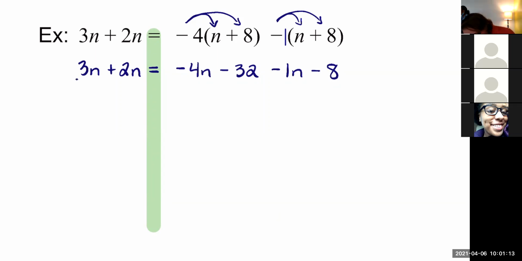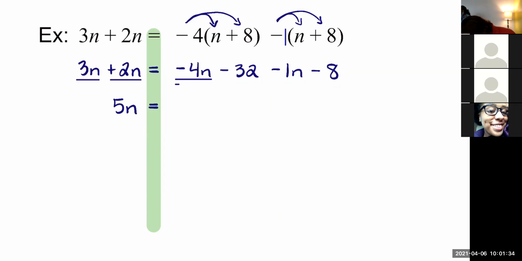3n and 2n. They have the same variable and they're on the same side. So I'm going to go ahead and combine them to make 5n. Bring down my equal sign. On the right-hand side, do I have any like terms here? The -4n and the -1n.